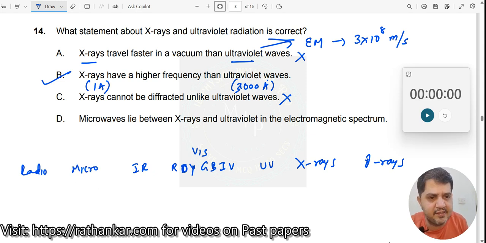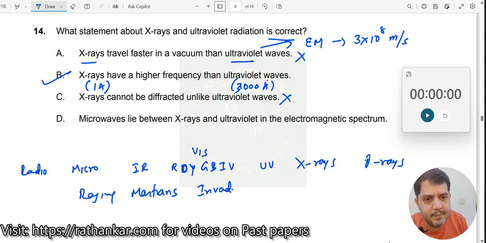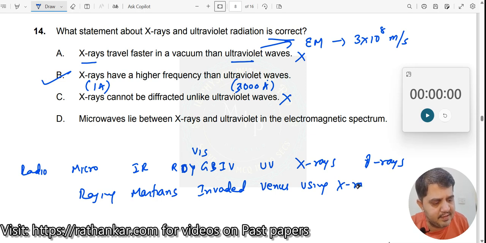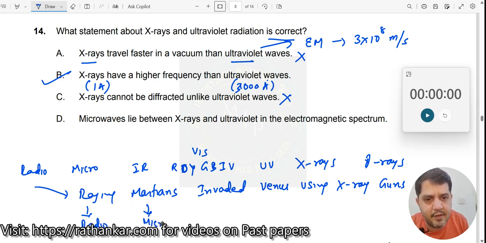The best way to understand this is by a mnemonic. They say there's something like: Raging Martians Invaded Venus Using X-ray Guns. Let me explain what this is. R is for radio. Martians, this is for microwave.